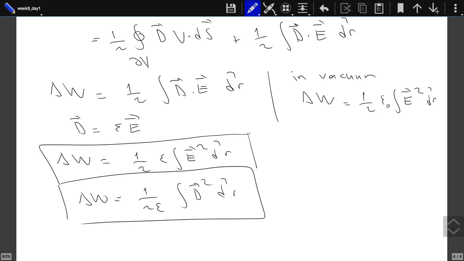Well, if epsilon is equal to epsilon 0, they do match. But if epsilon is not equal to epsilon 0, they don't match. What's the difference? Why is there a difference? Because remember, that expression over there that we derived for charges in vacuum, well, every system you can treat as charges in vacuum.